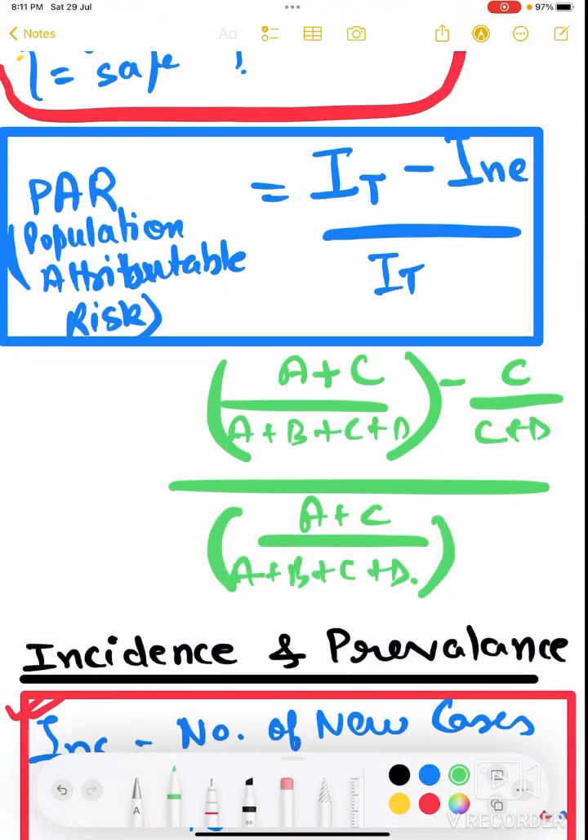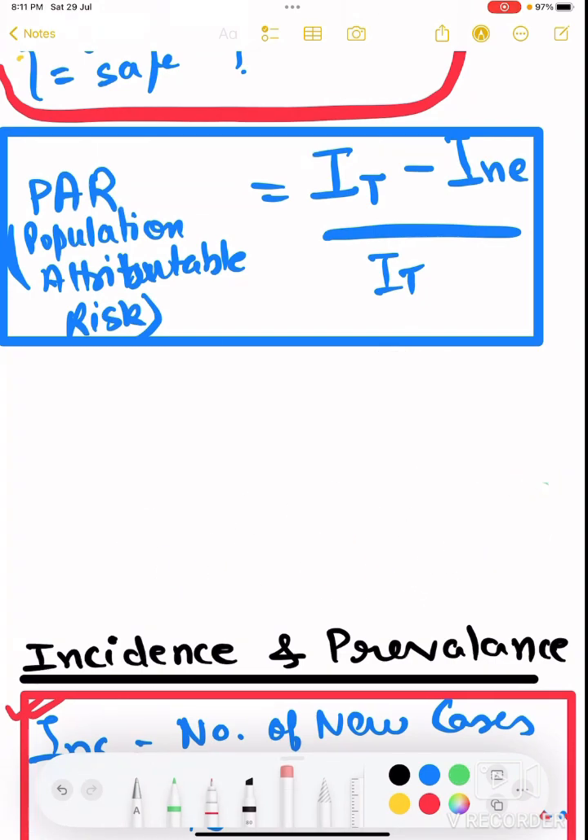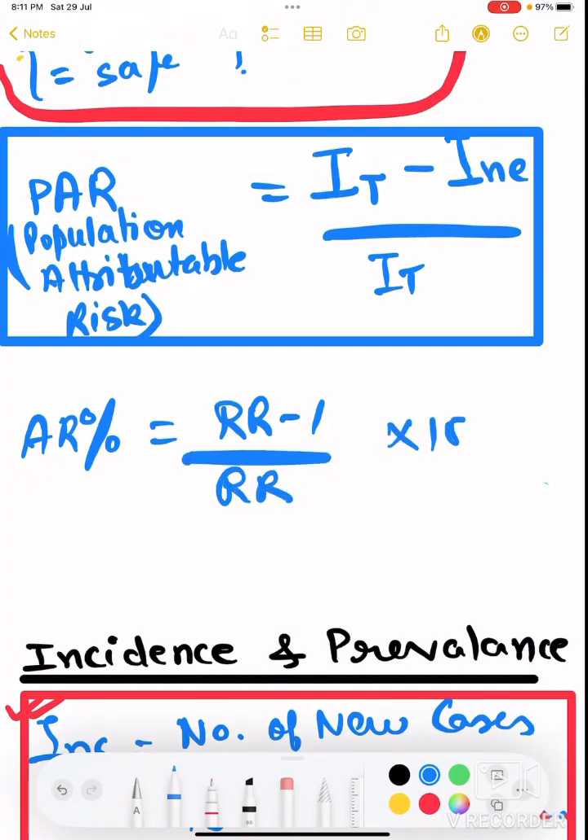So again I'm telling you, do not remember these A, B, C, Ds, right? Always remember the formula IT, INE, that thing, right? Now one more thing, AR percentage. AR percentage is actually relative risk minus 1 by relative risk into 100, right? So this is AR percentage.